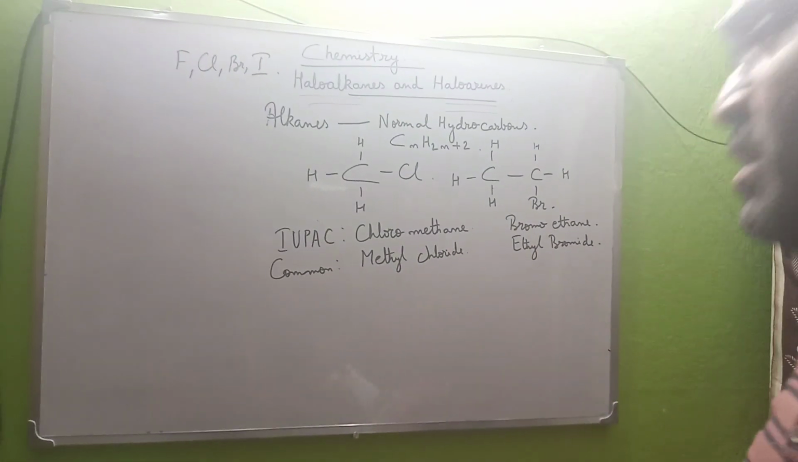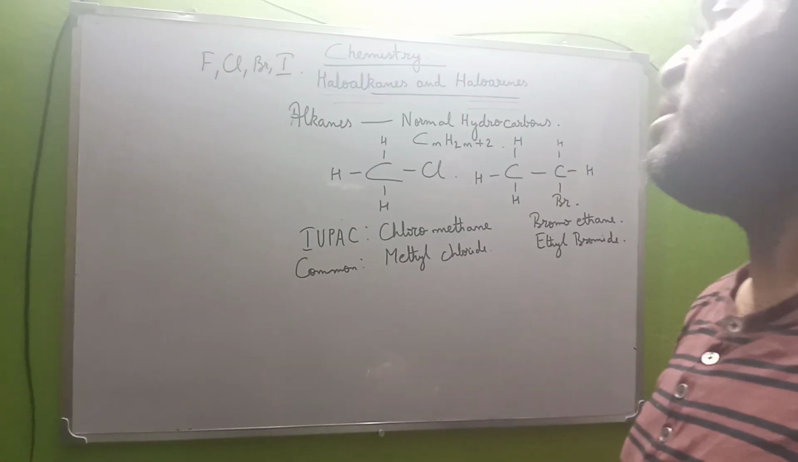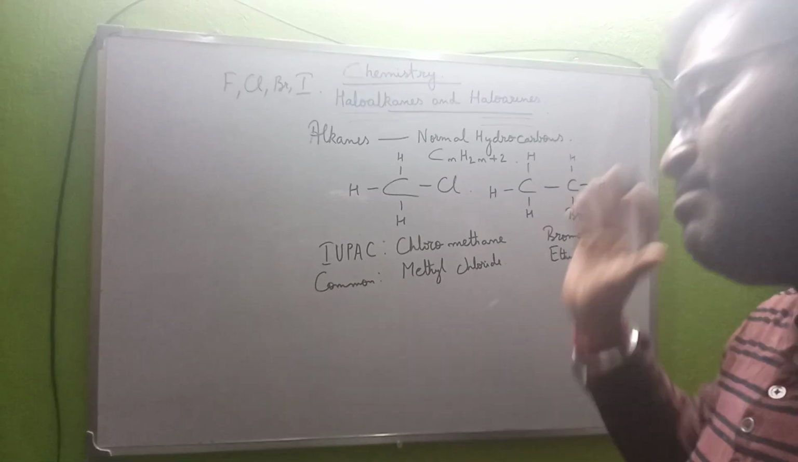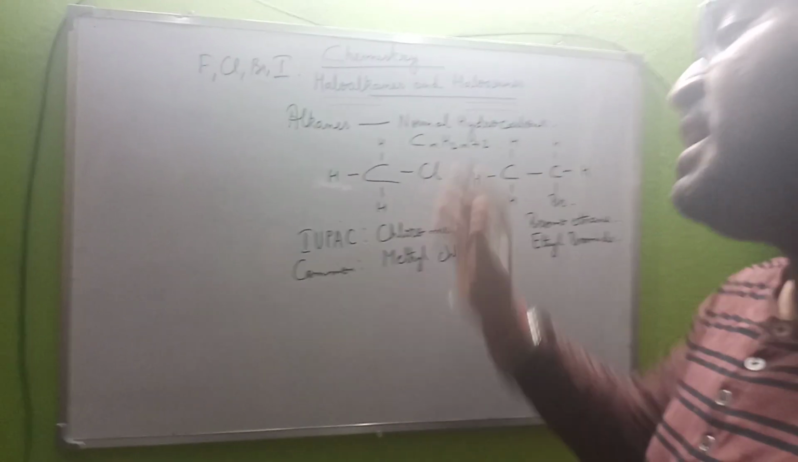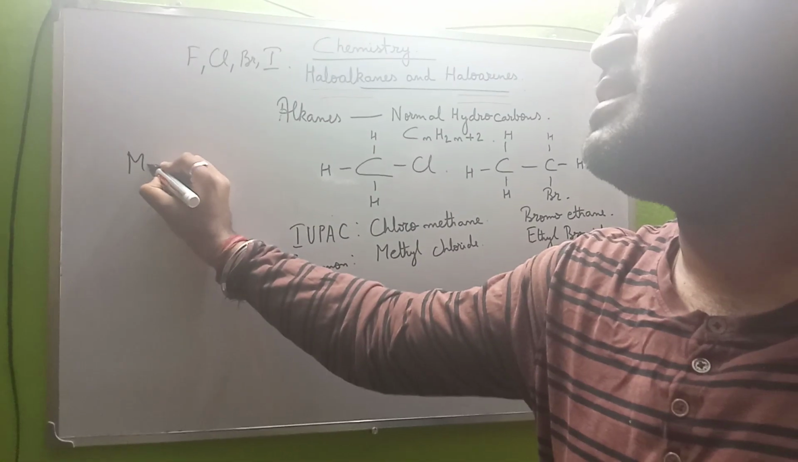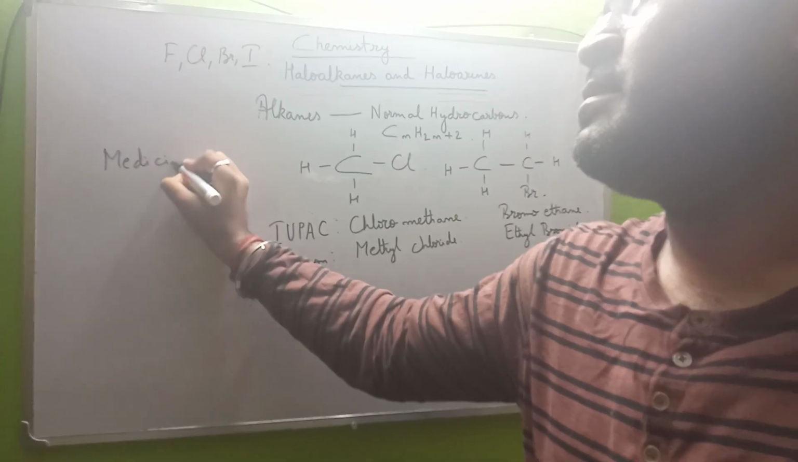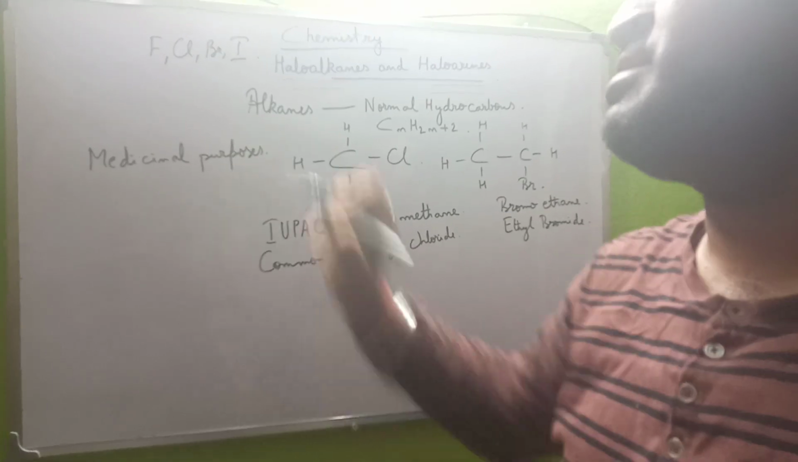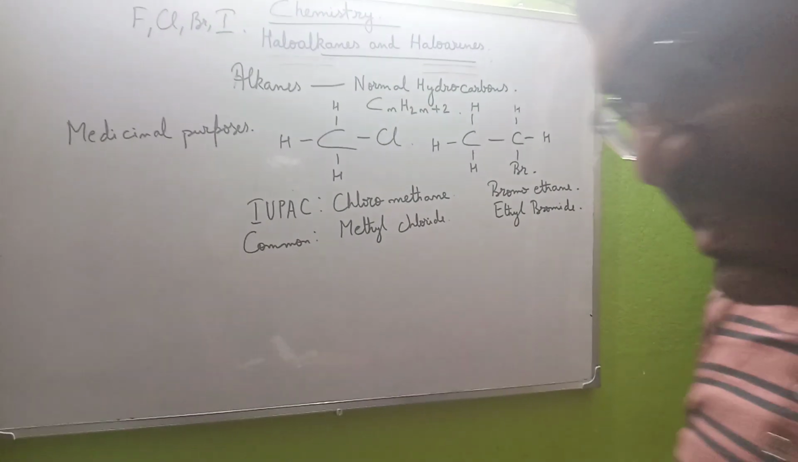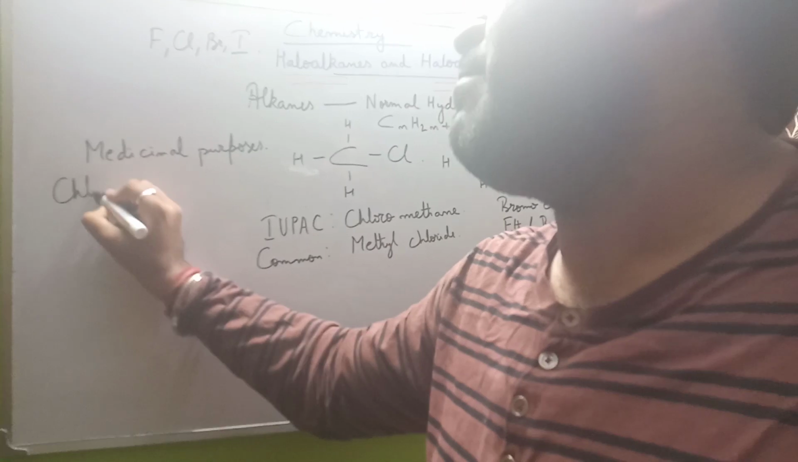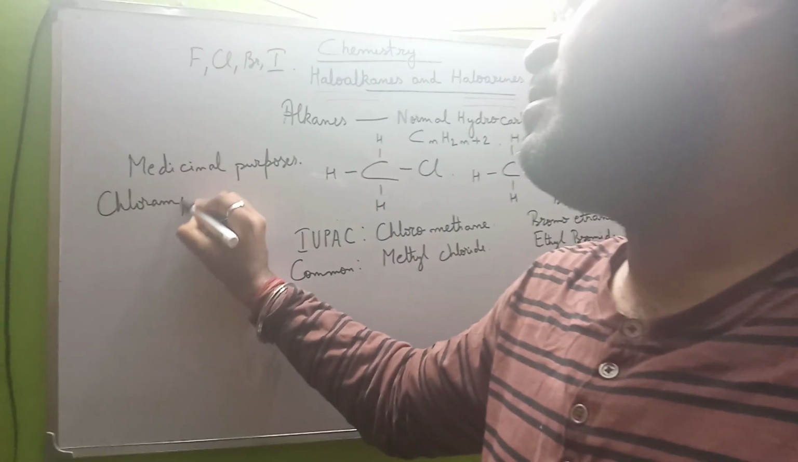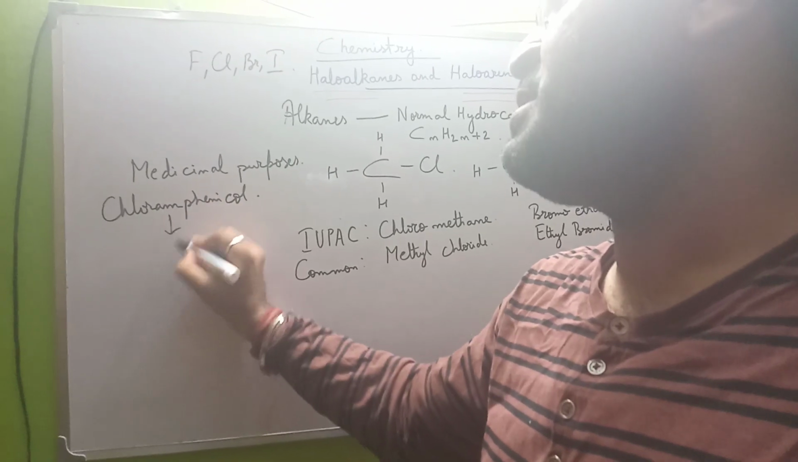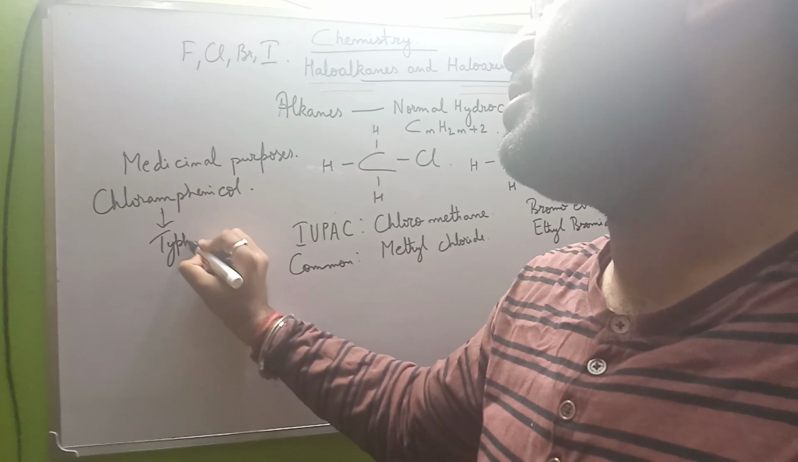Now in this chapter, as I always talk about, what is the importance of studying haloalkanes and haloarenes? Basically the importance is that they are used for medicinal purposes, mainly in the medical industry. A few examples I can give you, like chloramphenicol. Chloramphenicol is basically used for the treatment of typhoid.